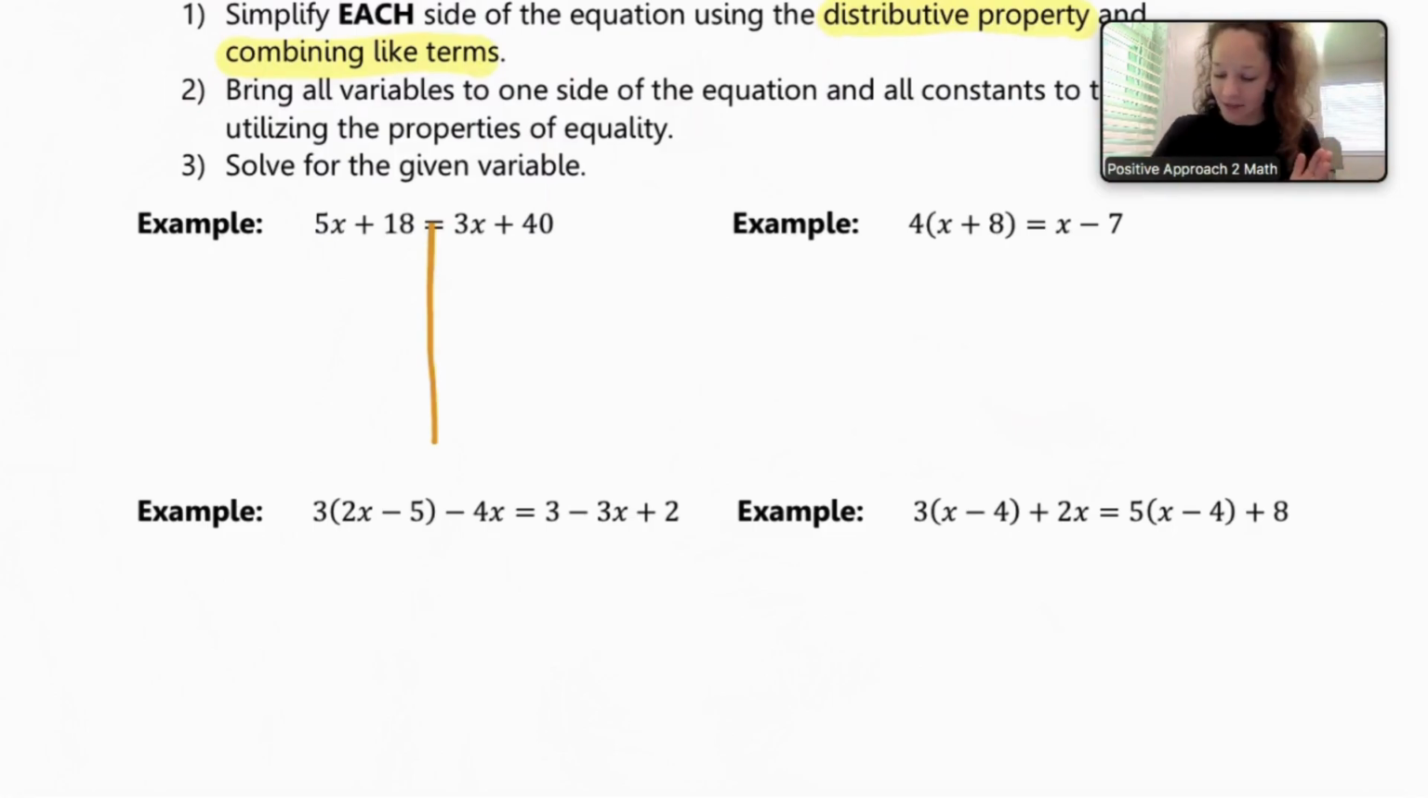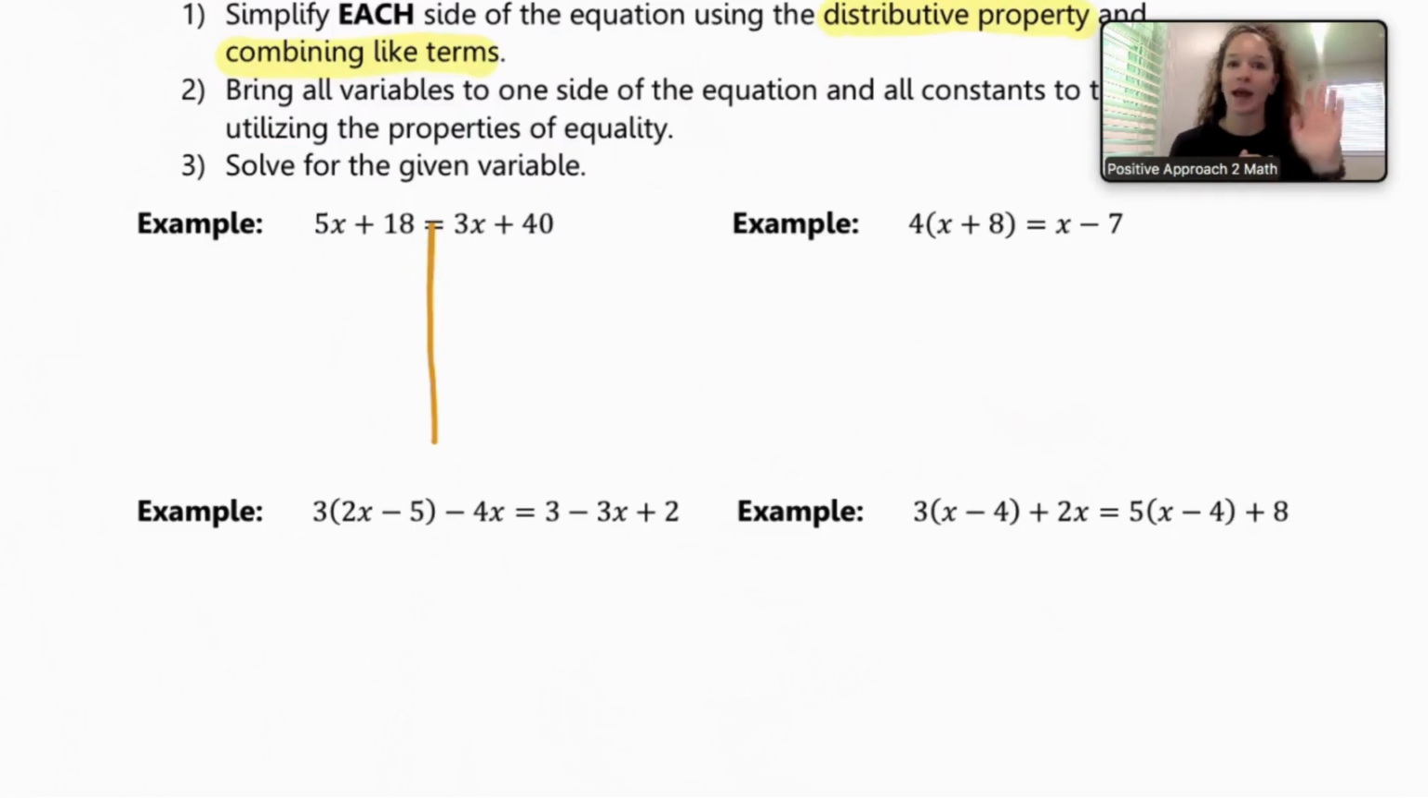So I'm going to look at that left-hand side, and I'm going to say, okay, I don't see any parentheses, no distribution needed, and 5x and 18 are not like terms. So there's nothing to combine on that left-hand side. Now I'm going to look at that right-hand side. Same thing, no parentheses, no need to distribute, no like terms to combine. So we're good to go.